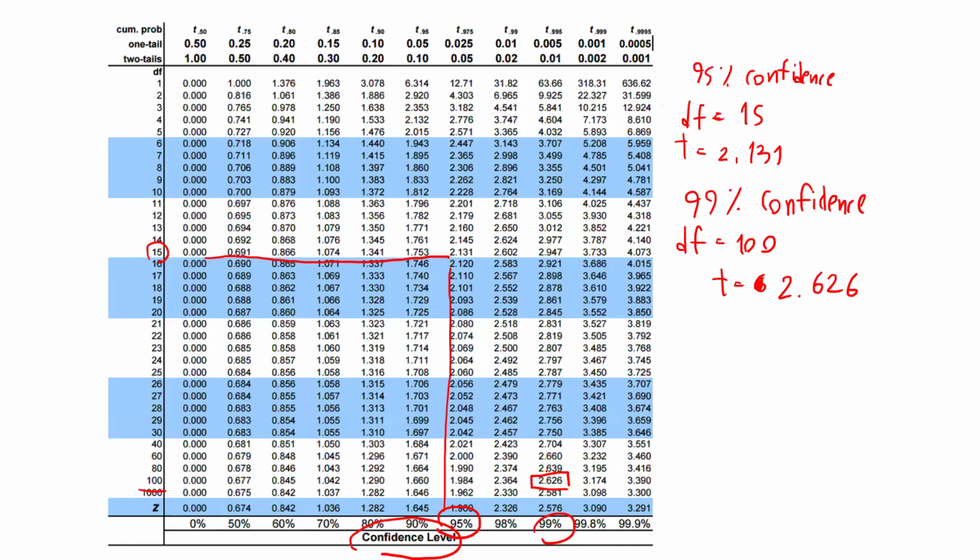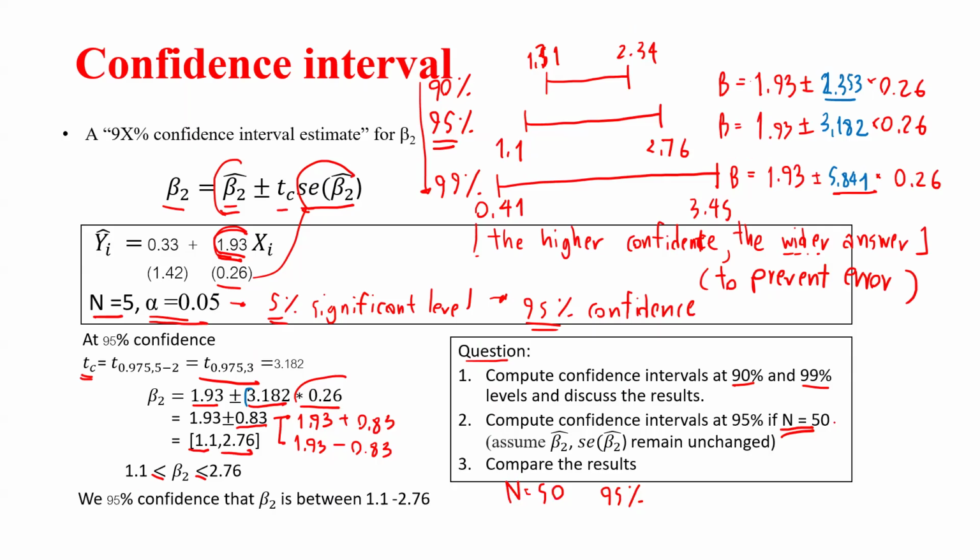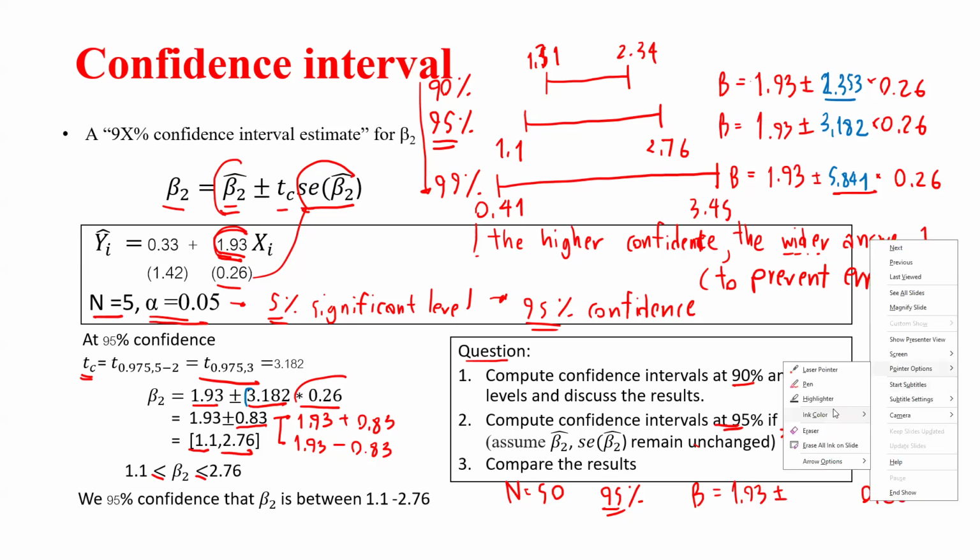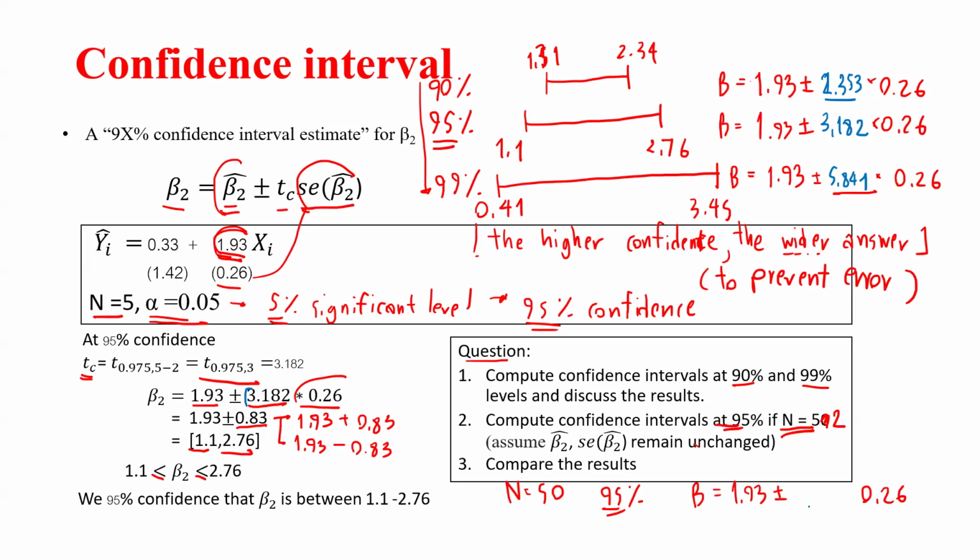Let me see. Maybe 52 is better, 52. Okay, I would like to say 95%. So then the beta is the same, 1.93 plus and minus standard error. We assume it is unchanged, so 0.26. So the only piece that we have to find is the new t value.